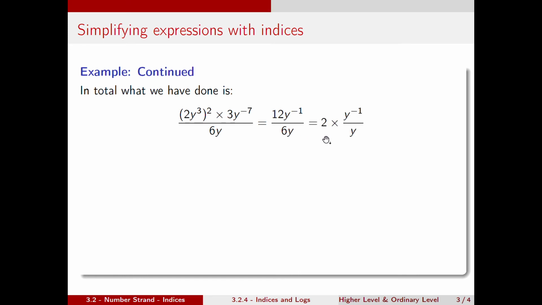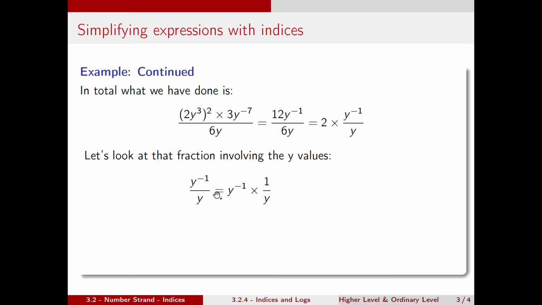And what we can do is the 12 over the 6 can be simplified down because 6 goes into 12 2 times, meaning we can have a 2 outside multiplied by y to the power of minus 1 all over y. So we're nearly there. The last thing we have to do is see can we simplify this y to the power of minus 1 all over y. Well, y to the power of minus 1 over y can be written as y to the power of minus 1 multiplied by 1 over y.